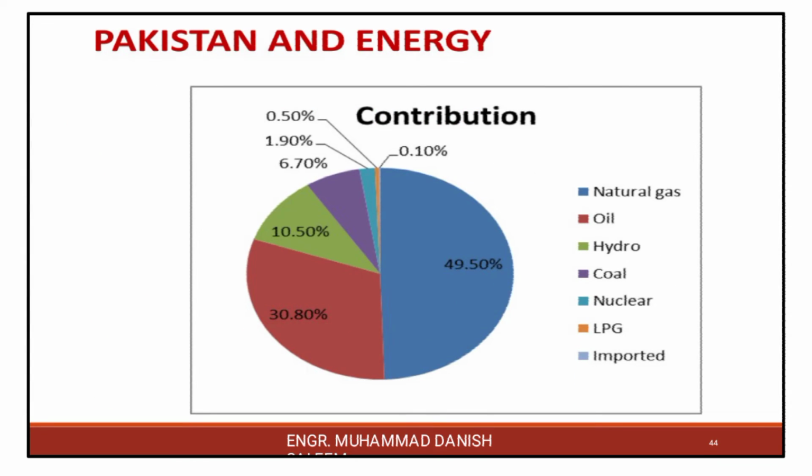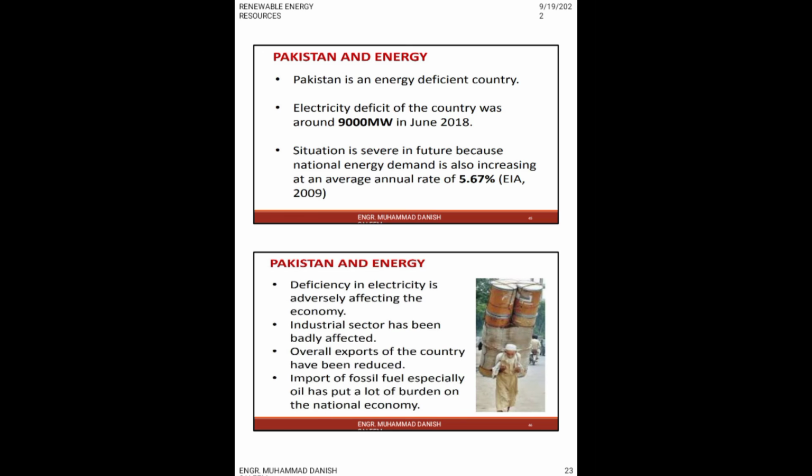Now let's see energy distribution in Pakistan. In Pakistan, we have 49.5% energy from natural gas, 30.8% from oil, and from hydro 10.5%. Similarly, coal is 6.7%, nuclear 1.9%, and LPG is 0.5%.